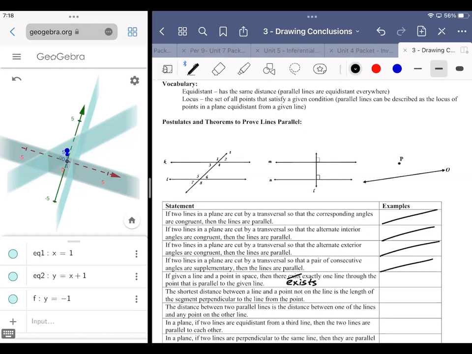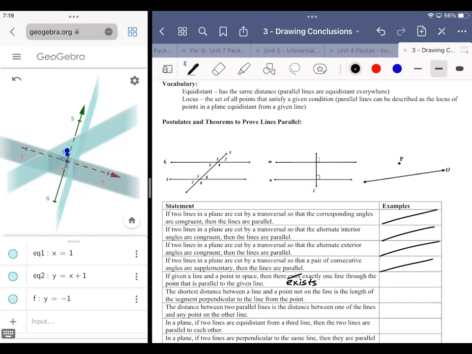So that's where the first four statements here come from. It's basically saying, if you have two lines that are cut by a transversal, not necessarily parallel, at least at first, but you know that the corresponding angles are congruent, then those lines must be parallel. Right. So it's actually the converse of the statements on the previous page. I think it was the previous page.